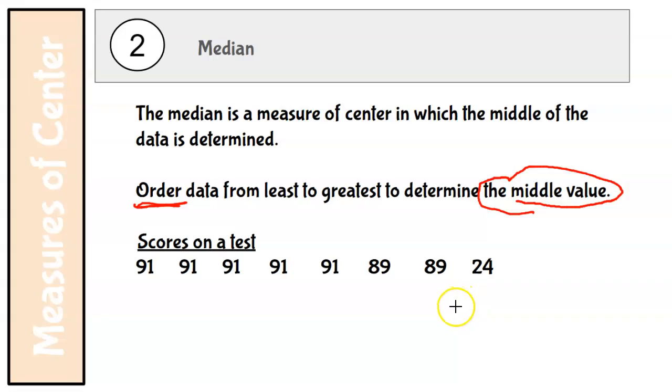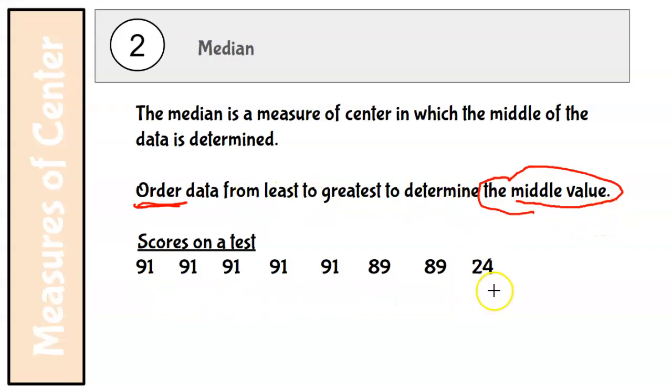Now, putting them in order is really important, because the scores on a test here can be random. If I'm talking about a class, I could have put these in any order. And so then if you just pick a random order and pick the middle number, then it's arbitrary. It's changeable. It's not significant what number is in the middle. So they have to be in some kind of order, either from least to greatest or greatest to least. Otherwise, the middle number changes depending on the order that you have them in. So put them in order from least to greatest and find the middle value.